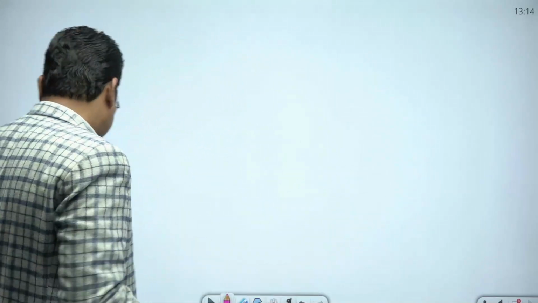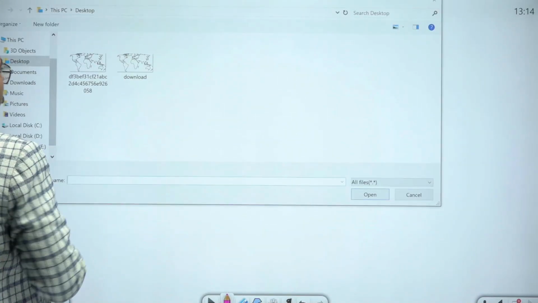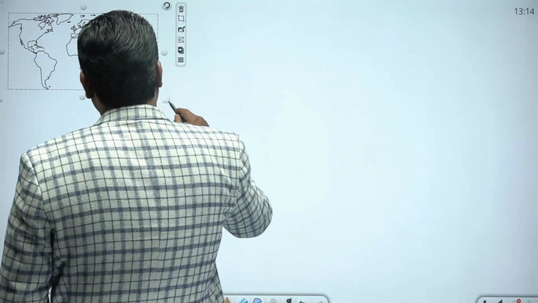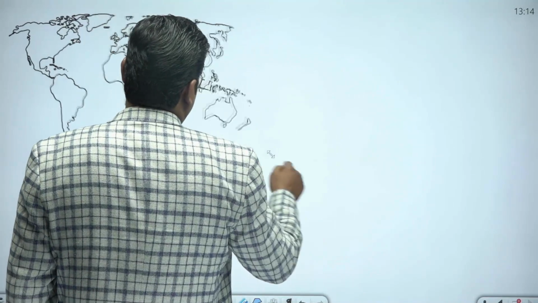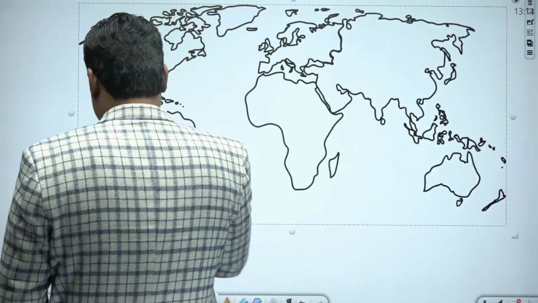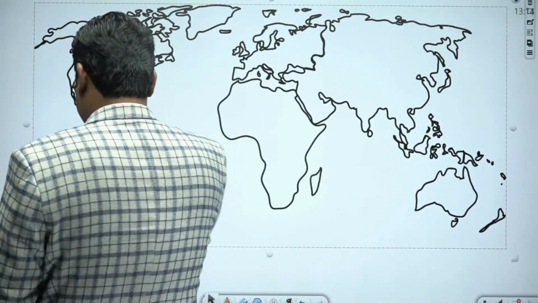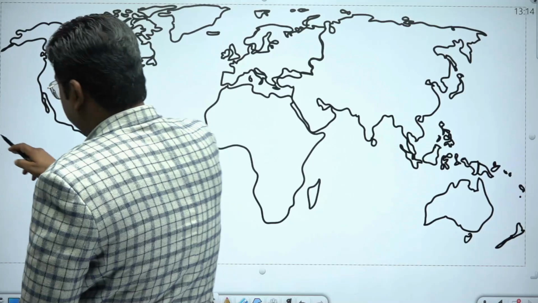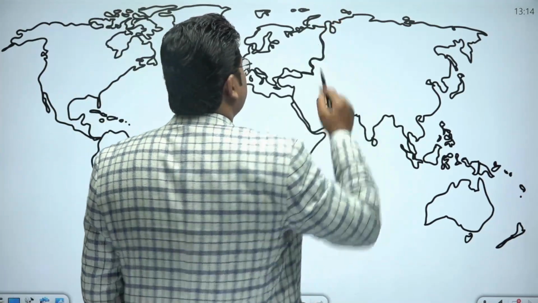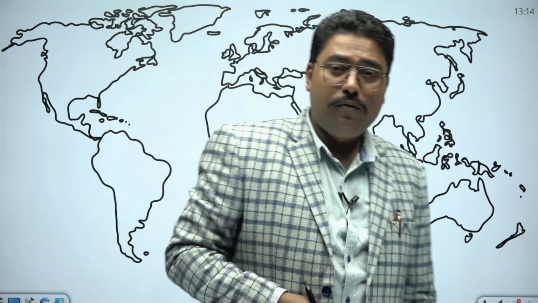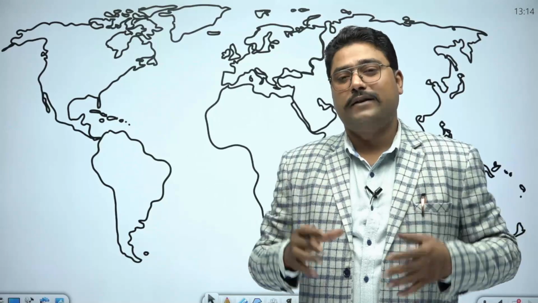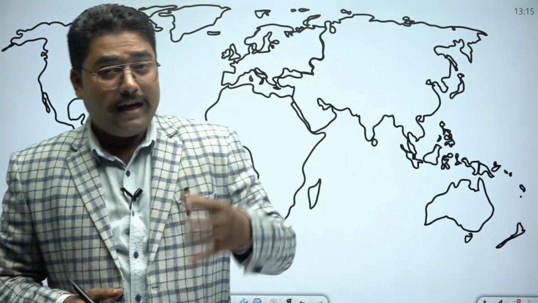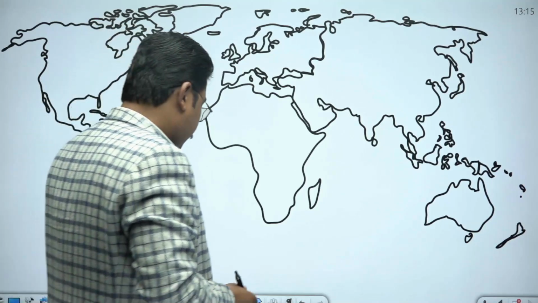Let me remind you the factors which are responsible for the movement of ocean currents. They are temperature, salinity, the shape of the coastline, prevailing winds, and the Coriolis force, which are considered the 5 possible factors. On the basis of these 5 factors, we have noticed that they are the possible driving factors. Here we will see them one by one.